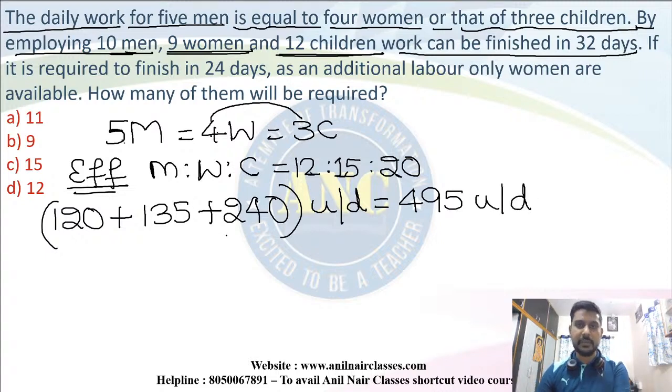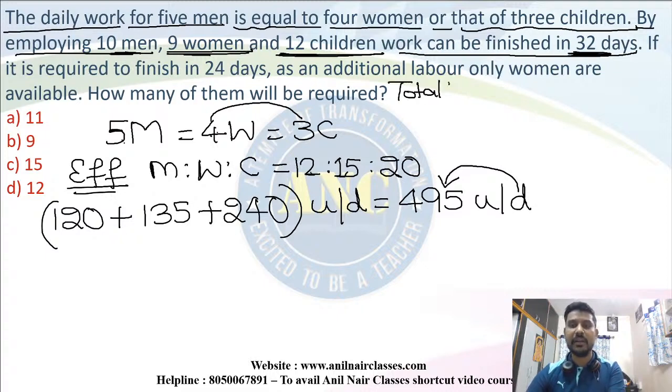495 units per day. That means this 495 units per day is for 1 day. In 1 day, they can distribute 495. Who can distribute? 10 men, 9 women and 12 children can distribute 495 in 1 day. But they are saying the work will get completed in 32 days. So total work is nothing but in one day it is 495. In 32 days it is 495 into 32.